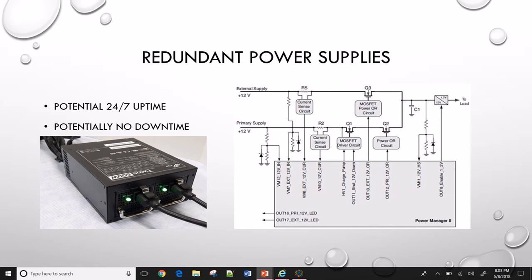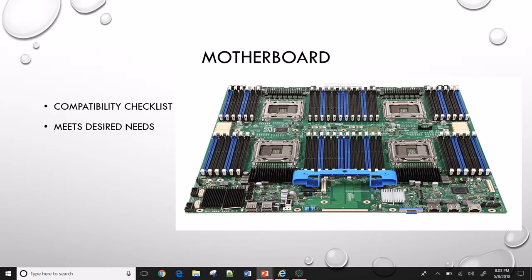Next, we need to look at the motherboard. There are many factors here to consider. Firstly, you want to make sure that you have the proper form factor. Secondly, you want to make sure it has the correct socket or sockets and supports the desired CPUs. Third, make sure it supports ECC memory and the desired capacity. Make sure it has the desired expansion slots and interfaces needed for the application.